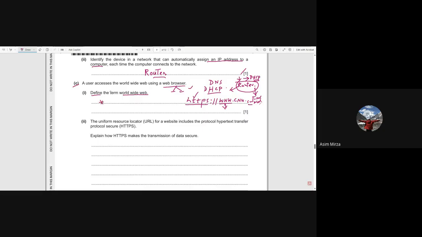So let me write that. A collection of websites, a collection of millions and billions of websites and web pages accessed by the users, right? Using the internet, definitely using the internet. If you are not connected to the internet, then you cannot access the resources on the internet, right?